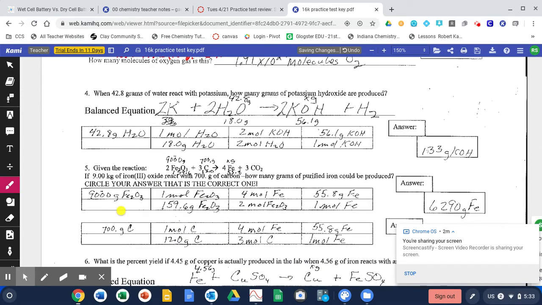Number 4, a gram-gram problem. So you're given 42.8 grams of water, and you want to know how many grams of potassium hydroxide are produced. And so you start off with what's given in the problem, the 42.8 grams. You use the molar mass of water. You use the mole ratio of what you are given to what you are finding. And then you use the molar mass of what you are finding. And so again, 3 working sigs.